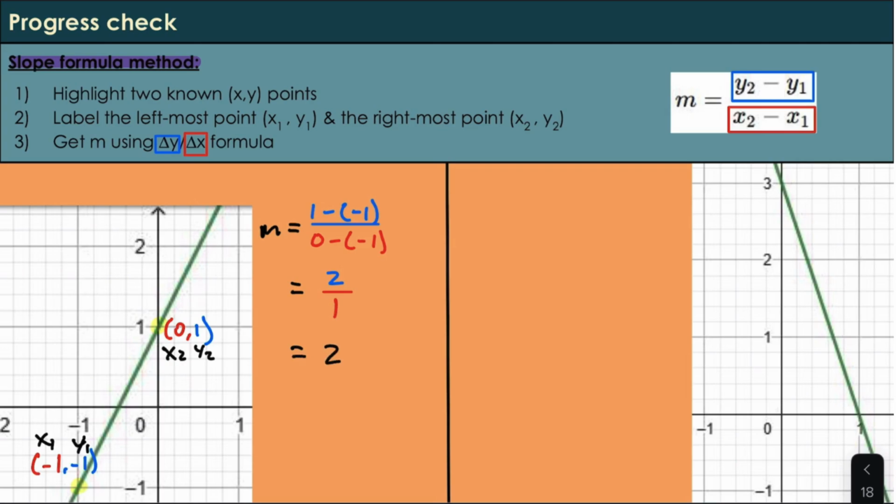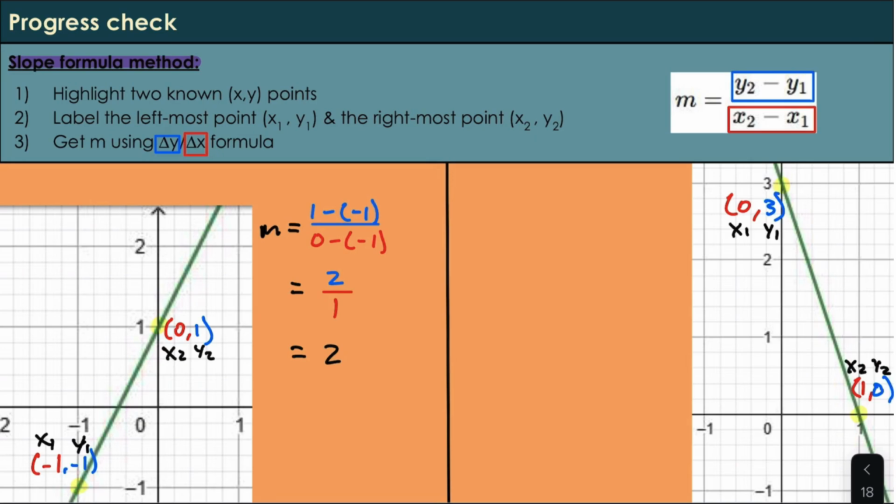Second example, step 1, we have our y-intercept and our x-intercept. X value of the y-intercept is 0. The y value is 3. For our x-intercept, the x value is 1. Our y value is 0. Our y-intercept was our x1, y1, and our x-intercept was our x2, y2.